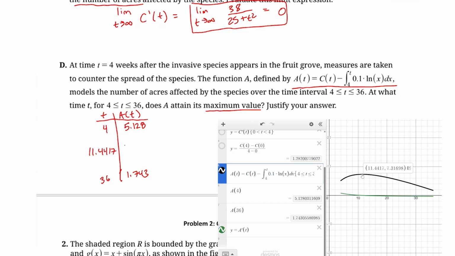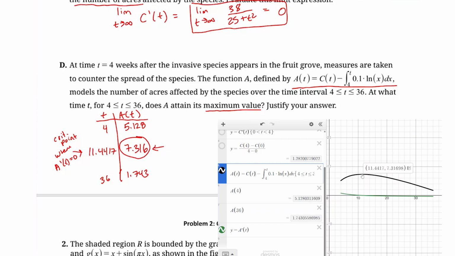And our output there is 7.316, or 7 if you round it. But that's really not going to make a difference because that is the maximum value. So this is a critical point where A prime is 0. It's really the only one on that interval. So there we go, that is the maximum value.